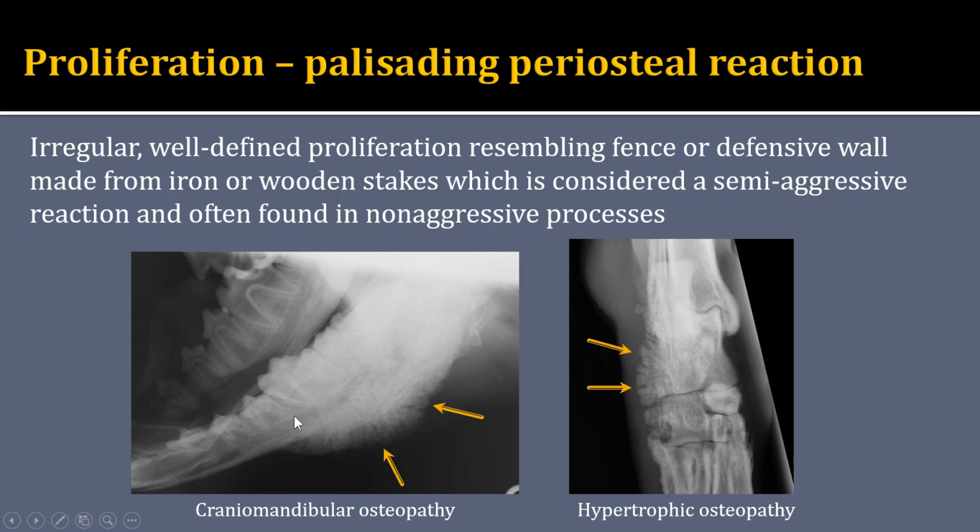So this is a mandible of a young dog, and if you look at this undulating surface here of this fairly dense periosteal reaction that's not quite as solid as the last one, this is a fairly typical appearance of a palisading periosteal reaction, and this is a disease known as craniomandibular osteopathy. This is a tarsus of a dog, which also shows this palisading kind of irregular surface here, not quite a solid reaction along the calcaneus, and this is again a palisading periosteal reaction, which is seen in a non-aggressive process called hypertrophic osteopathy.